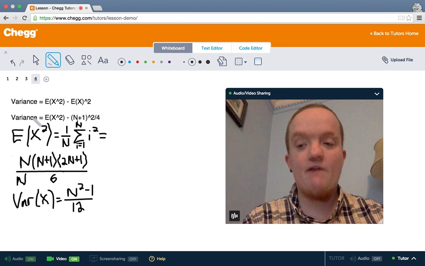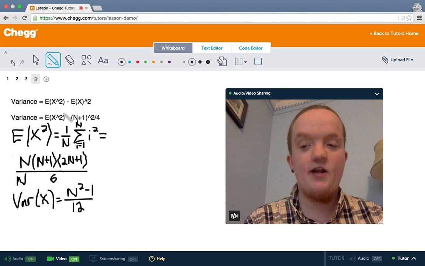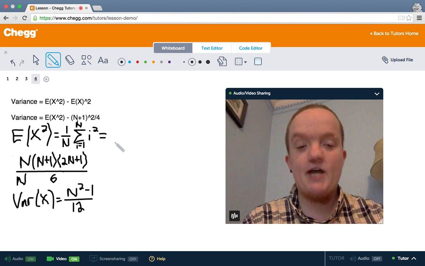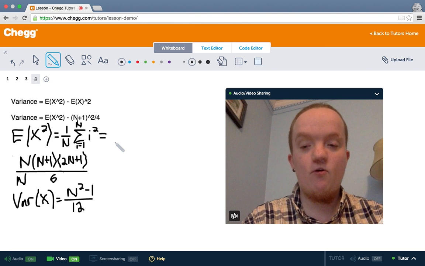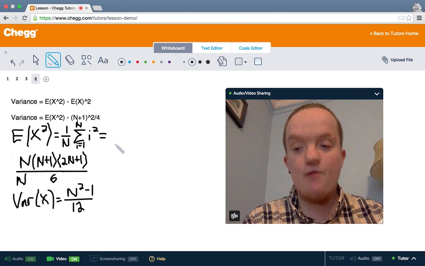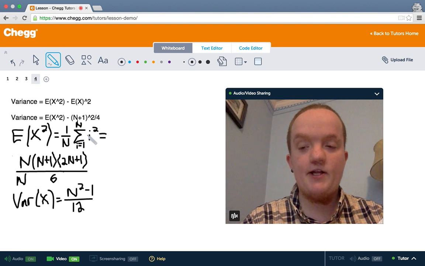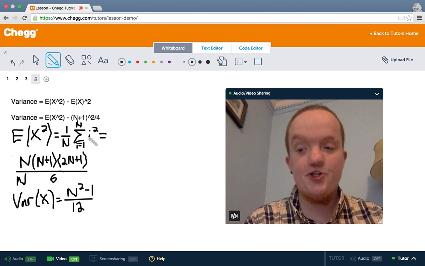So in this case, whatever the variance is, it's going to be the expected value of X squared, which we'll need to calculate, minus n plus 1 squared over 4, which is just the mean that we got previously squared. This is where you have to kind of take it on faith. You can look up a proof or look up the formula, but the formula for the sum from i equals 1 to n of i squared, that is the sum of the squares of the first n integers, is simply n times n plus 1 times 2n plus 1 over 6.